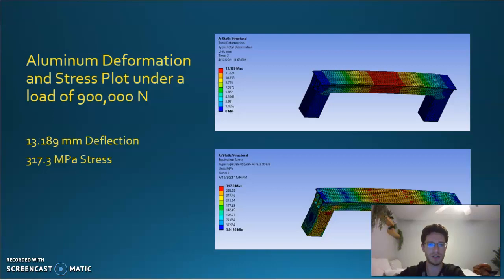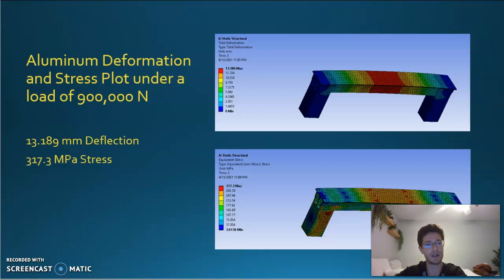To actually see how the deformation would be at a very large load, since I wasn't getting a lot of deformation with the load that I originally put, I tried to do an analysis on the aluminum with a load of 900,000 newtons. I think, if I'm correct, the simulation wouldn't go beyond that point. It would just tell me that the deformation was too large and it wouldn't run.